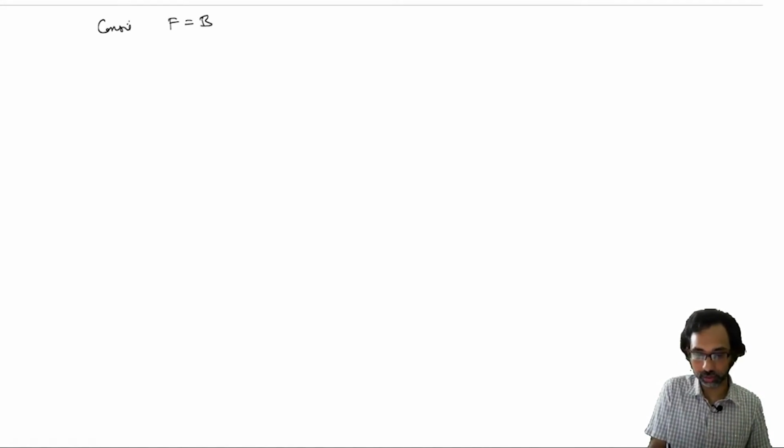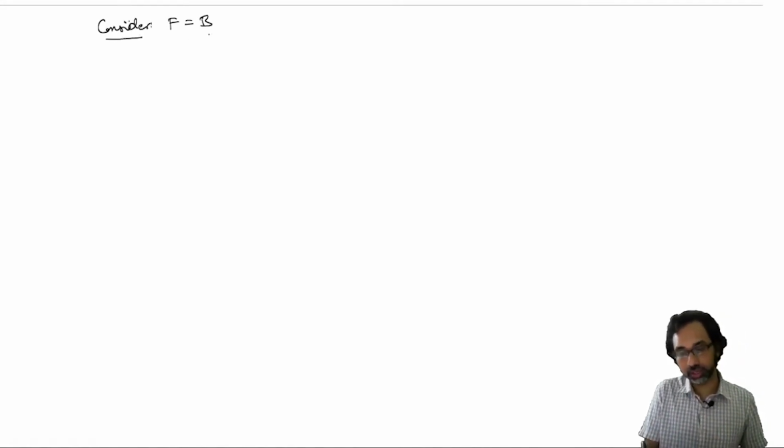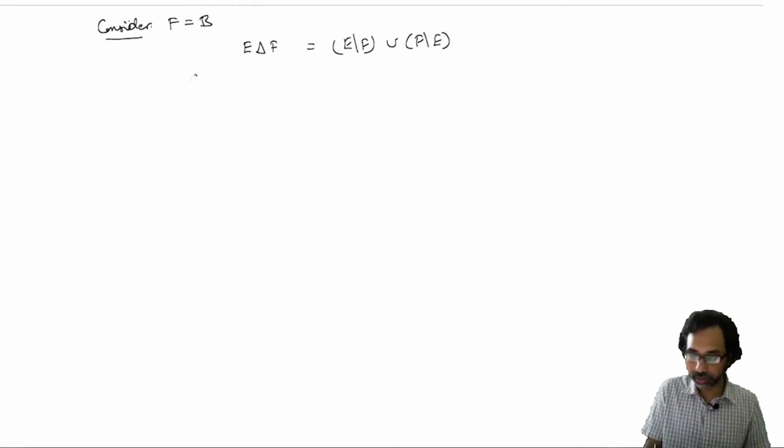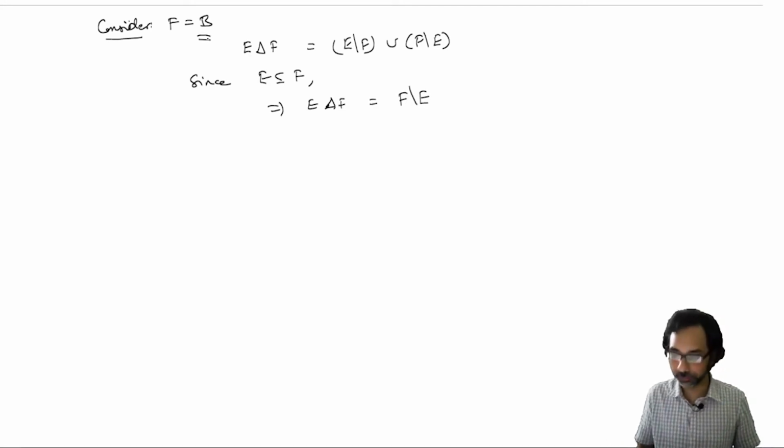Okay. So now the obvious candidate to choose is F equal to B. So consider this set B itself, then the symmetric difference is simply the union of E minus F and F minus E, but since E is a subset of F, then this implies that the symmetric difference is simply the difference F minus E. So this is because we have chosen F to be our set B.